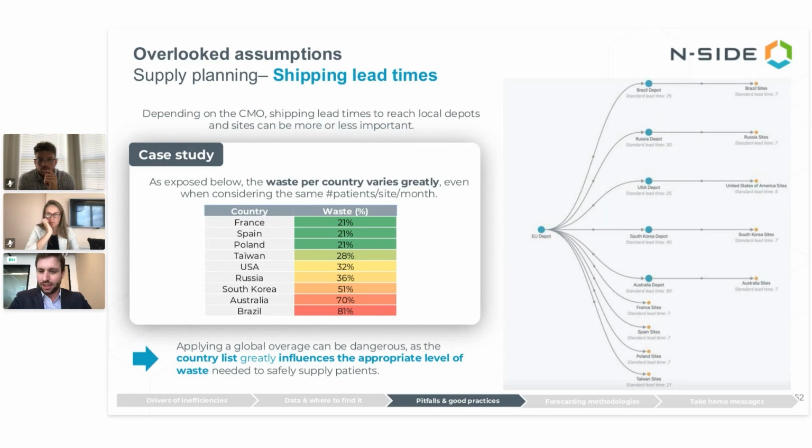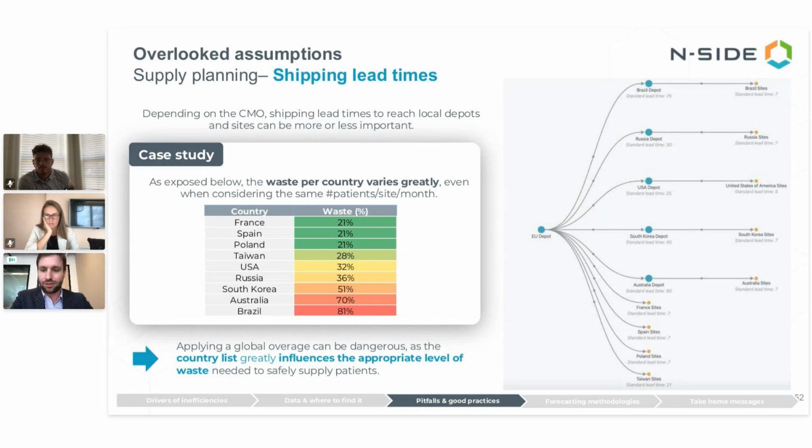But depending on the shipment lead time that you will have, and so depending on the country list that you have in your trial, you can see on the left that the waste will not be the same for the different countries. In reality, you will have less waste when the shipment lead time is shorter, and you could have a high level of waste, as in Brazil in this example, when the shipment lead time is long.